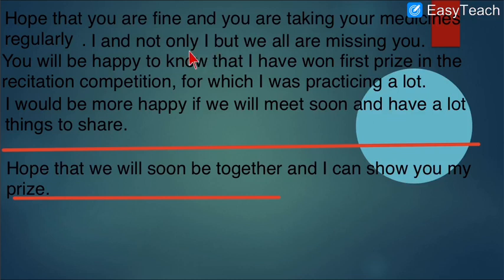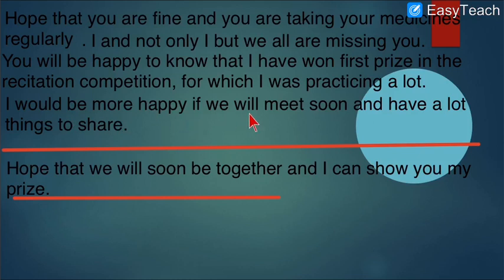I, and not only I, but we all are missing you. Again you are showing your concern that you want to meet her. You will be happy to know that I have won the first prize in the recitation competition, for which I was practicing a lot. Now, this is not the first time you are writing the letter. That is what you have to imagine. So, previously when you wrote the letter, you might have told her that you are practicing for your recitation. So this is why I have mentioned this line, that for which I was practicing a lot.